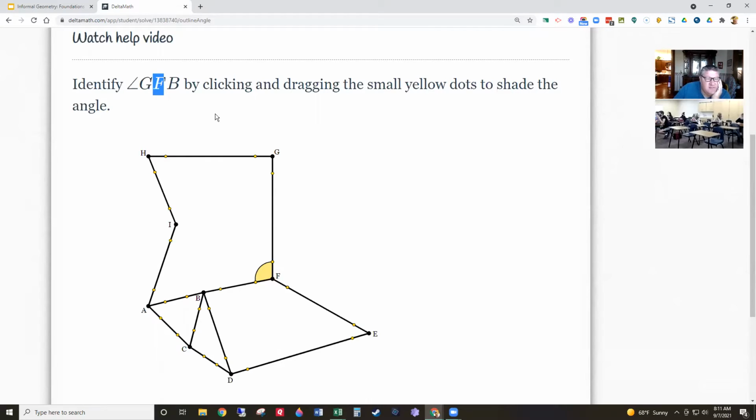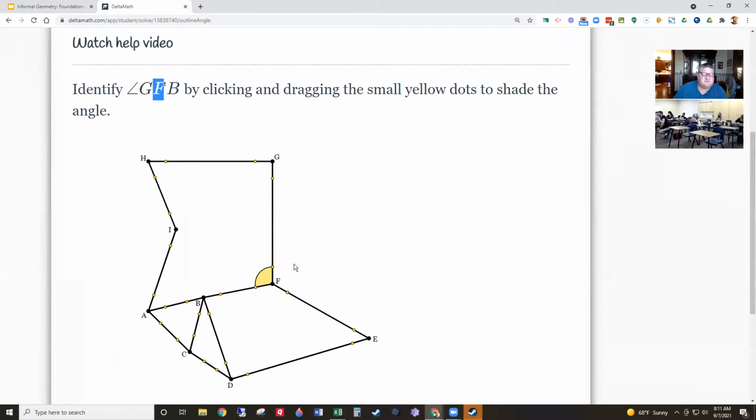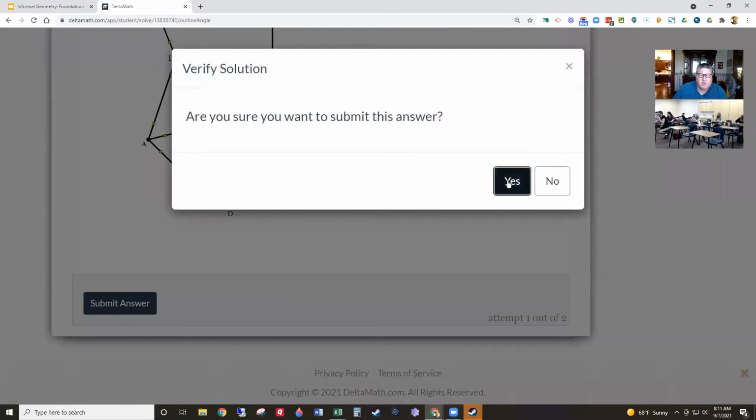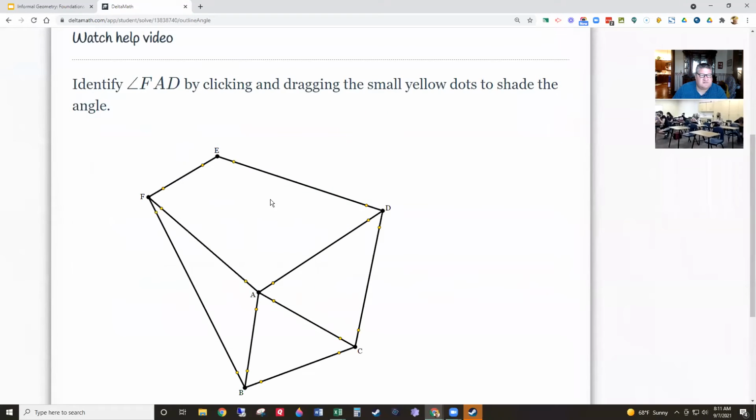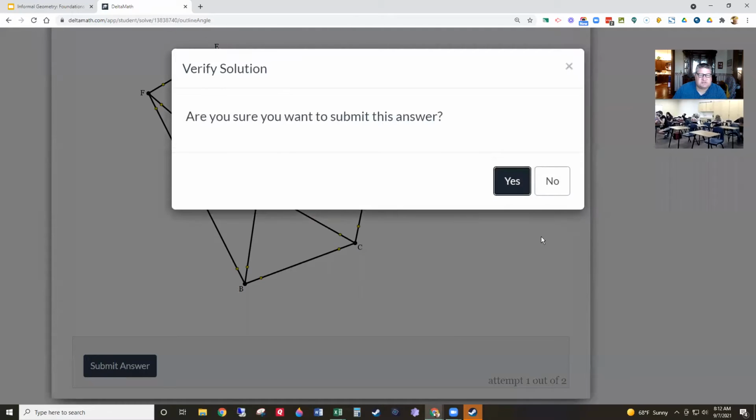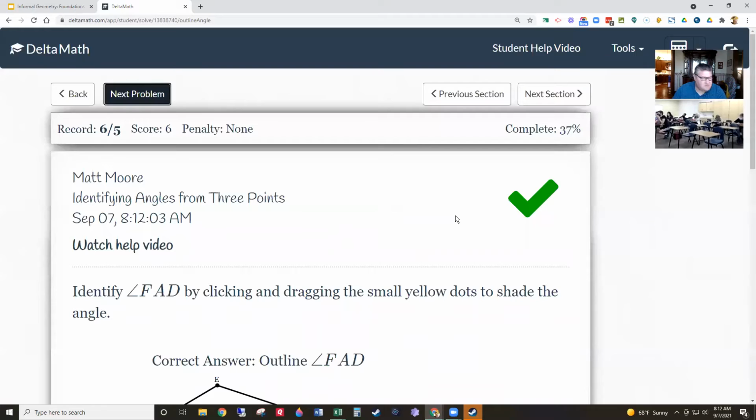The F, because it's in the middle, it's at the vertex. It's very important that we have that in the middle. So that's literally all we have to do for this Delta Math, be able to show which angle is which. So let's see here, FAD, F to A to D. So that angle right there. Any questions on how to do this Delta Math, ladies and gentlemen? Nope. Okay, so then let's go on to the next one.